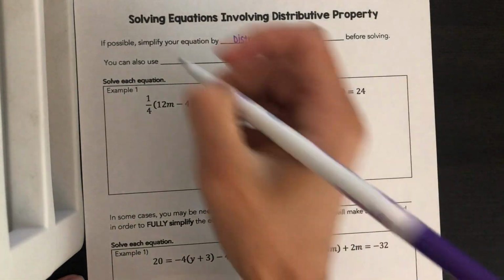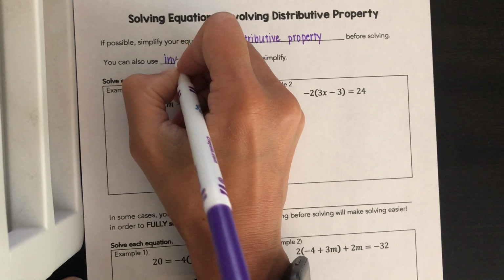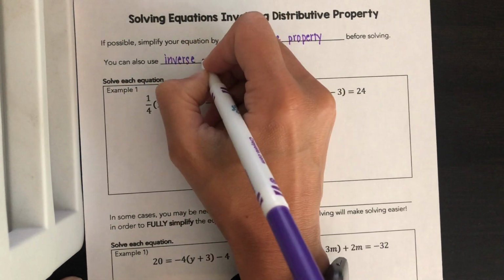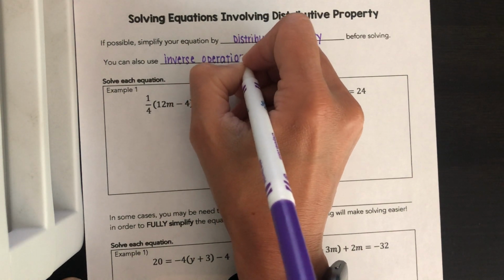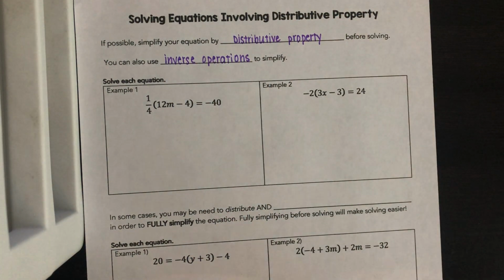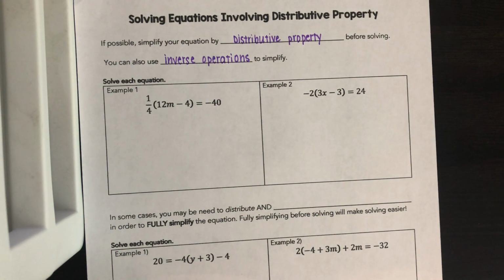You can also use inverse operations to solve, and we'll take a look at both methods, and you can choose, depending on the situation, which one you might use. So in example 1, I'm going to use the distributive property to simplify before I solve. In a situation such as this one, I would probably choose the distributive property over inverse operations. No matter what, you can use either to help you.